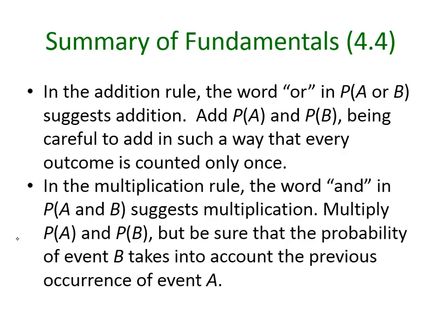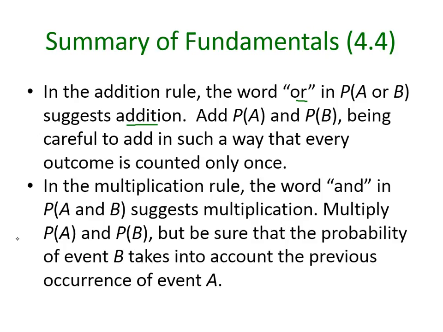All right. In the addition rule, the word or was going to be important when we say that probability of A or B. And when you saw the word or meant we wanted to add. On the other hand, so you're adding the probability that A and the probability of B occurring, where you're adding in such a way that every outcome is counted only once.